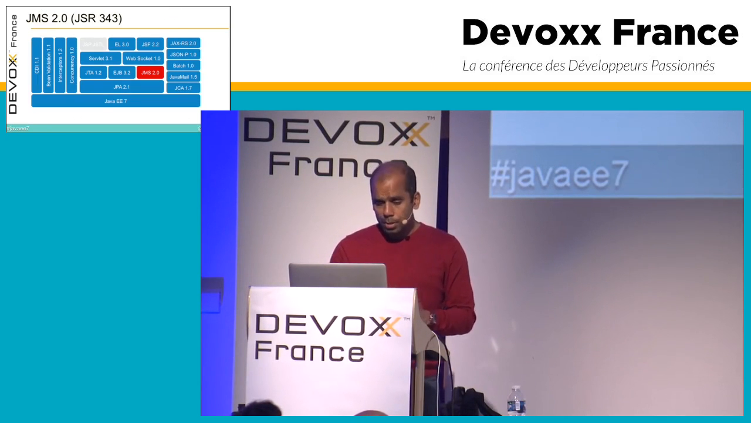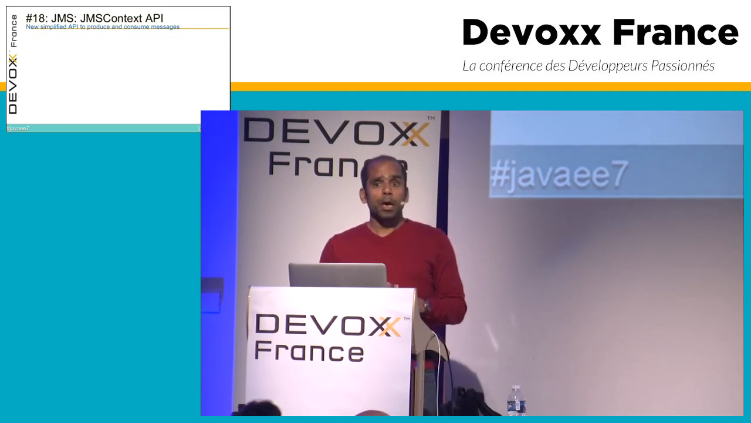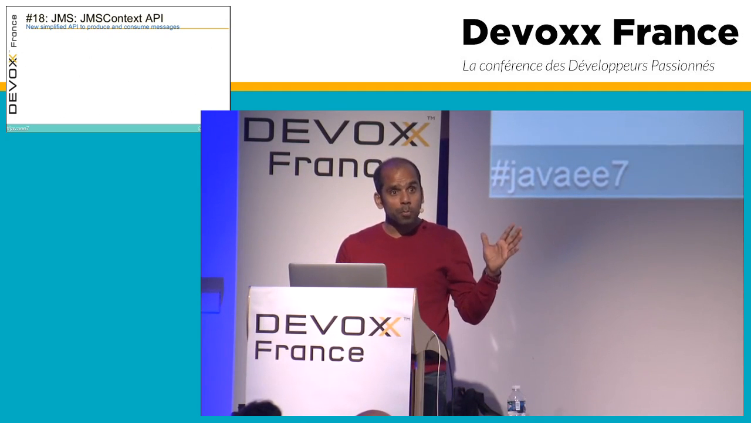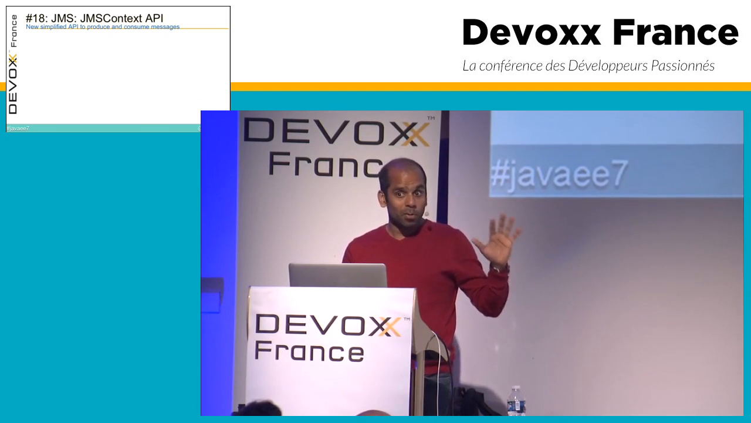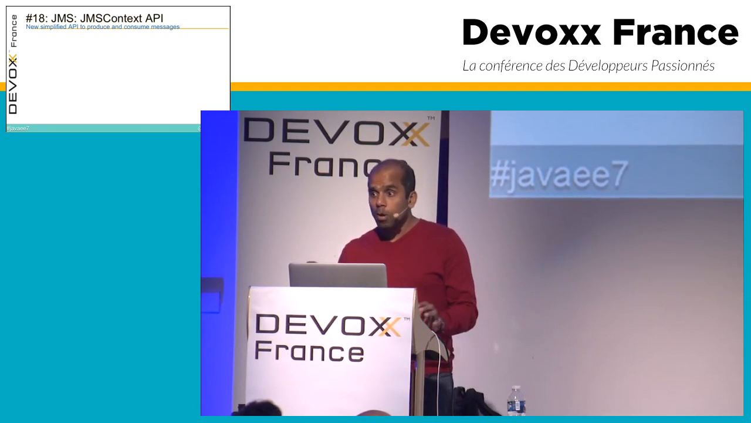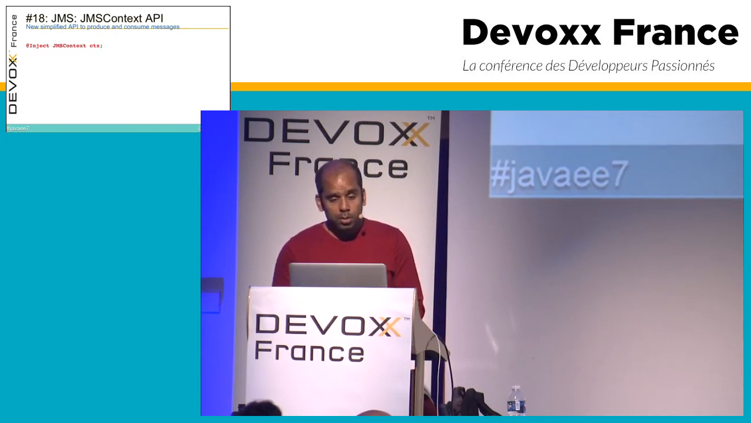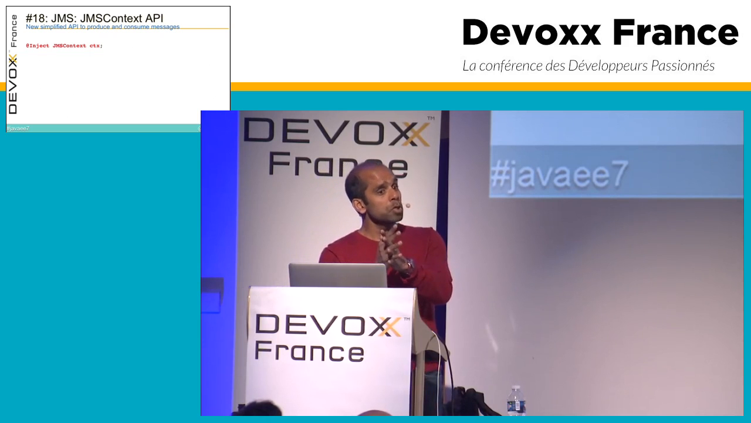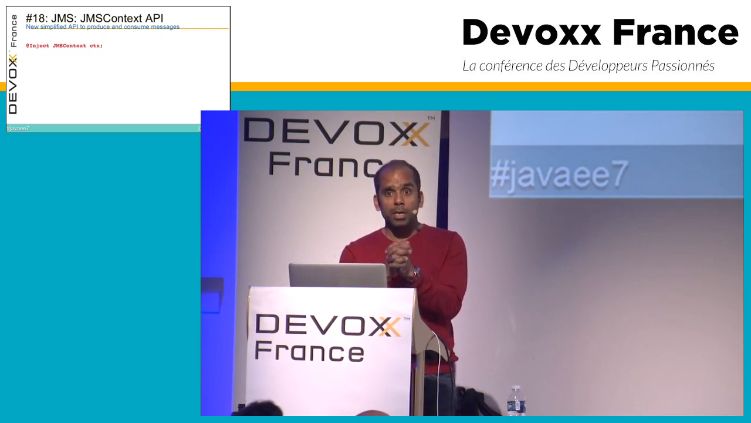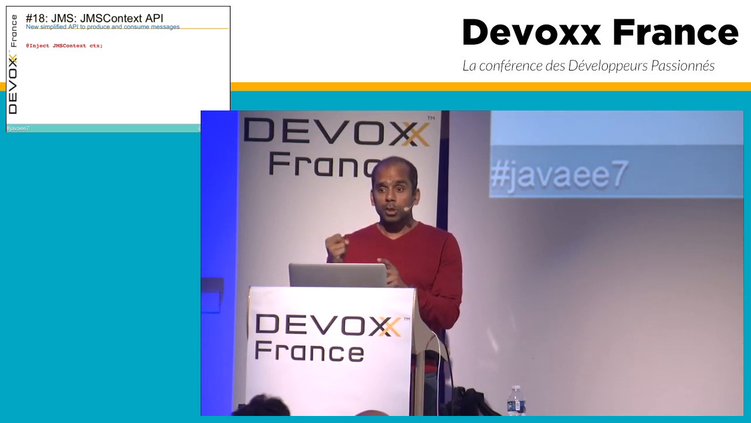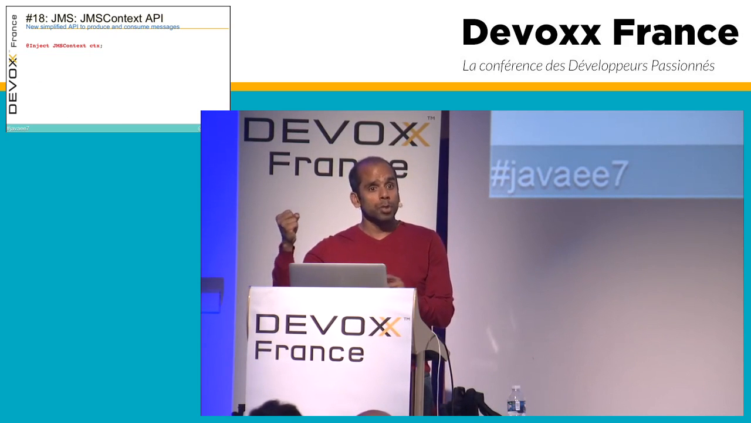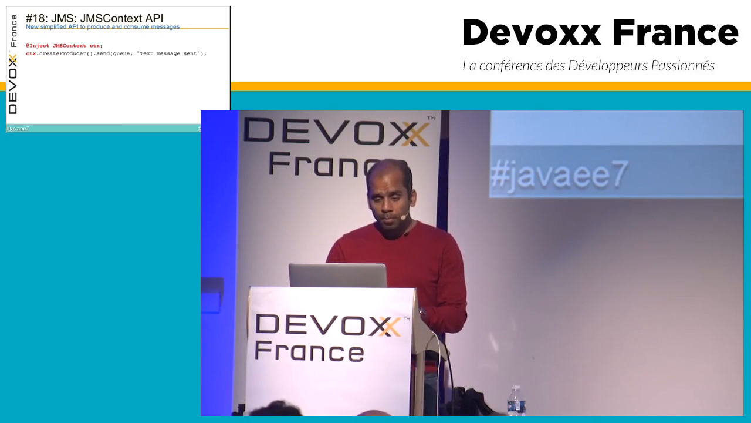All right, JMS. JMS was one API which went through significant changes. Now JMS 1.1 was done in 2003, so more than 10 years ago. So it was long overdue for a change. So, this is a new simplified API. We have @Inject JMSContext. This is really my entry point to the simplified API of JMS.